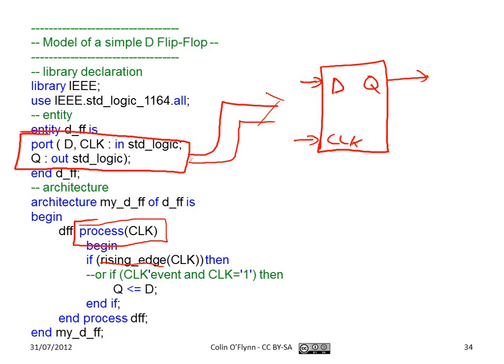So if it is the rising edge of the clock, then Q becomes D. So this is sending forward the value of D to Q. If this statement, you'll notice there's just this, if that, do that. Otherwise, it does not update the value of Q. So that's sort of implied by the fact that there's no other option.